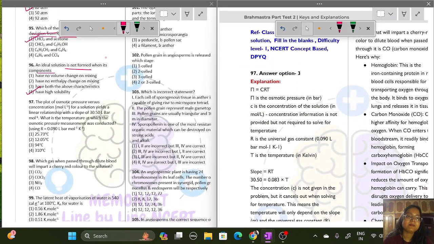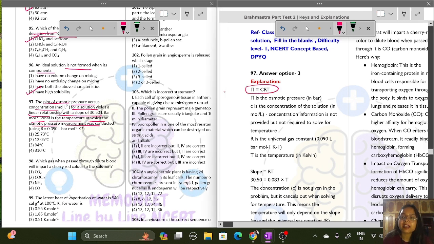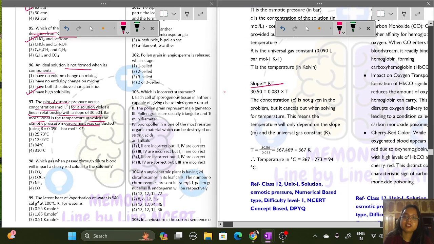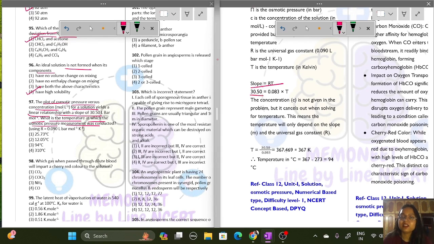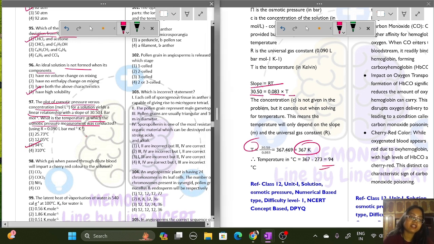Question number 97. The plot of osmotic pressure versus concentration for a solution yields a linear relationship with a slope of 30.50 liter bar per mole. What is the temperature at which osmotic pressure measurements were conducted? So pi is equal to CRT. Slope is RT. The slope value is given as 0.30, R value we know, and temperature we can calculate as 367 Kelvin, and on converting it into degrees, it is 94 degrees Celsius.